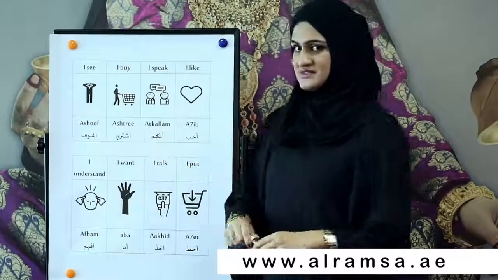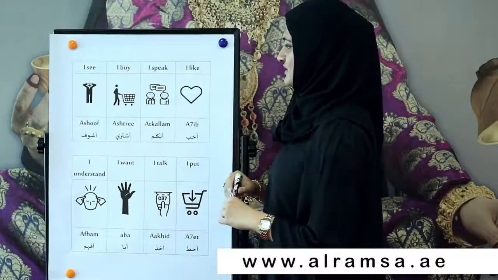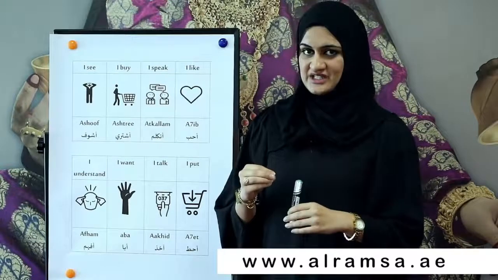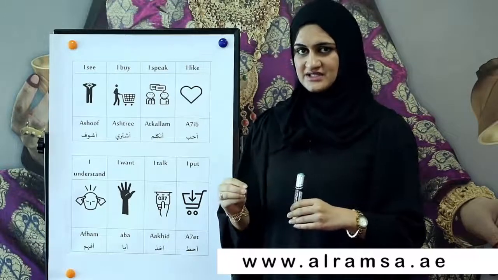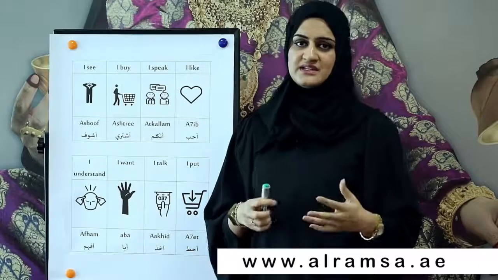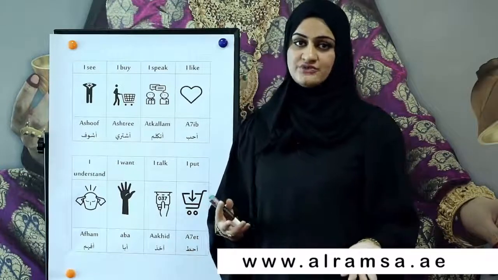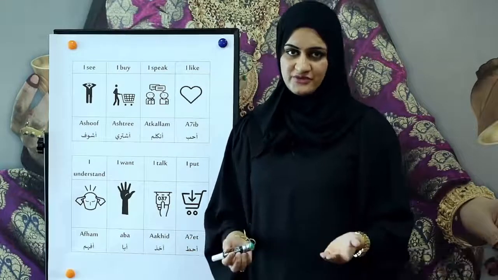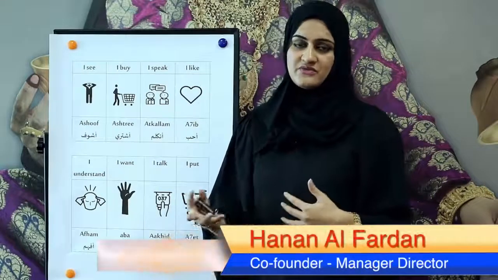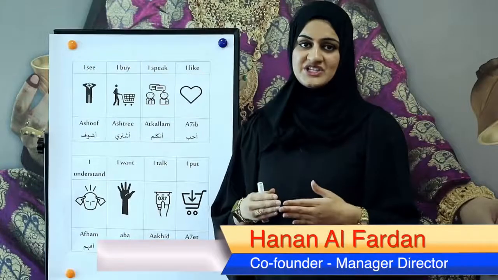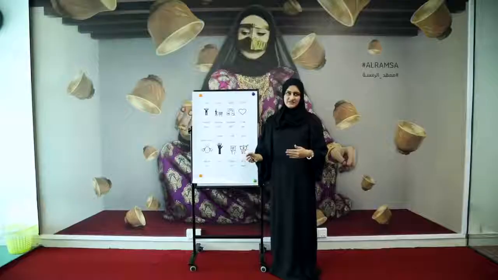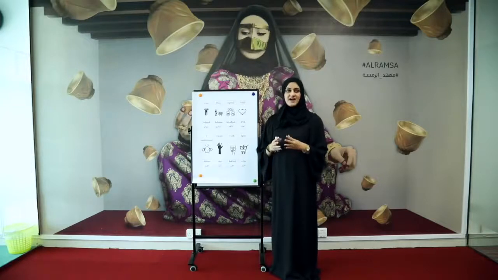I buy. This verb is dedicated for ladies because I know that we like to buy. So, I buy is أشتري. So for example, if I say I buy a new phone or a new iPhone, أشتري iPhone. Or I want to buy iPhone 7, أبى أشتري iPhone 7. So أشتري means I buy.